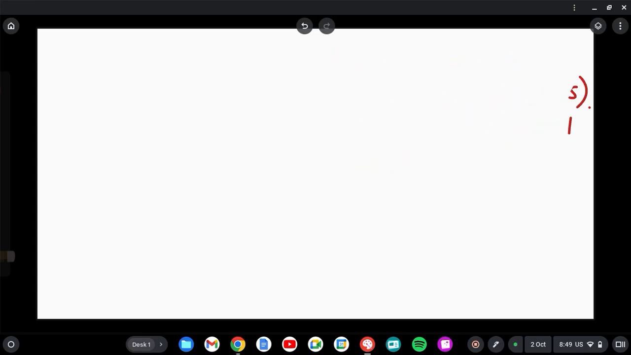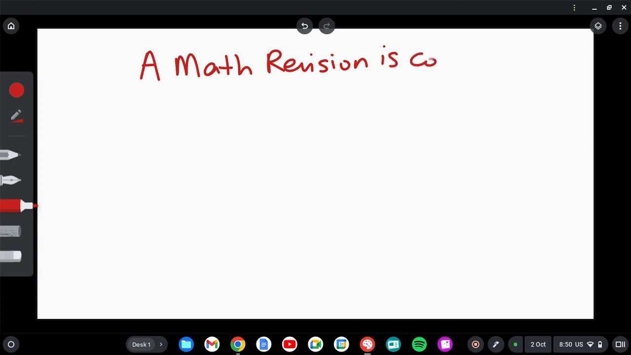So because of time, I have no time to cover problems from the textbook. So you need to cover them yourself. So that is the A math revision.